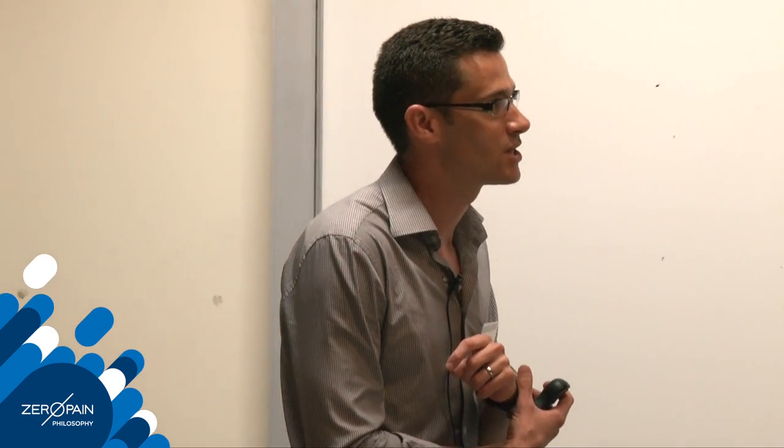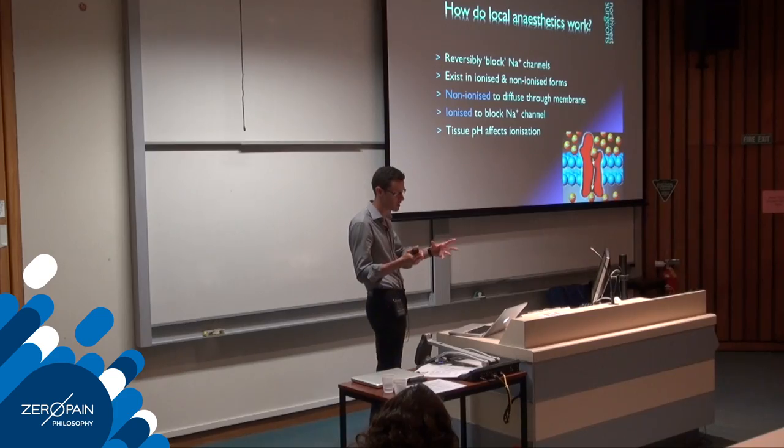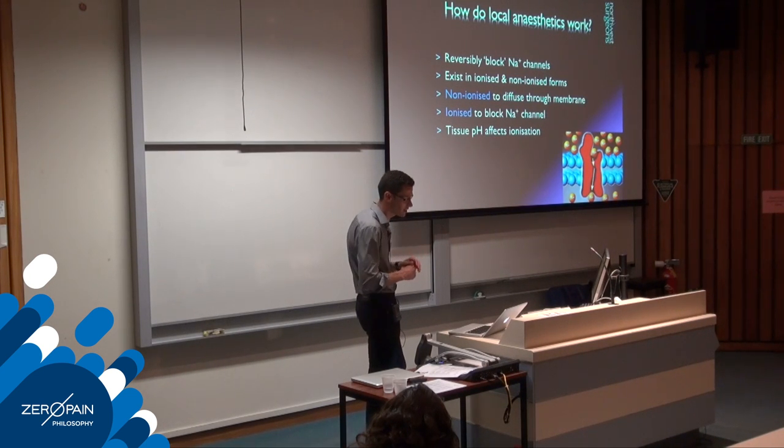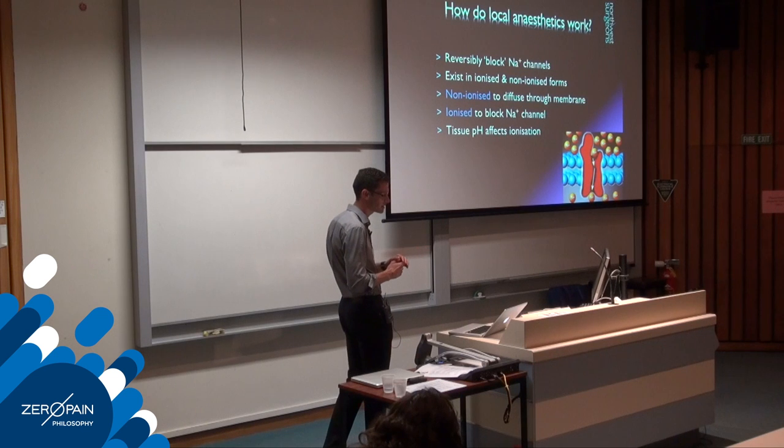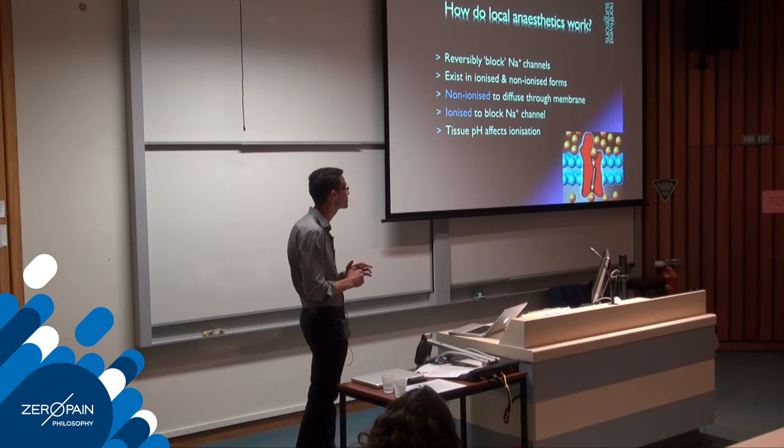We know that tissue pH does affect ionization, and it's something that we were always taught. You would probably never use a local anaesthetic in an acidic environment, such as an infected wound anyway. If you had a situation where you had a horrible wound, then you would try and perform a nerve block distant to that area, so you're not going through tissue that contains infection.